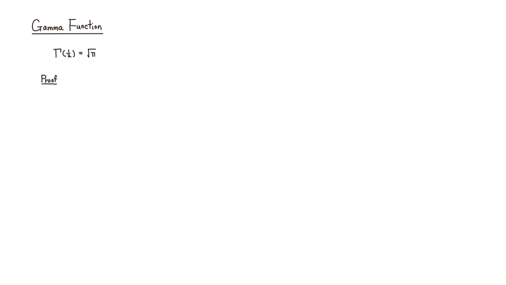Alright, let's look at the gamma function. One of the properties of the gamma function is that gamma of 1/2 is magically square root of pi. Alright, so let's try to prove that.